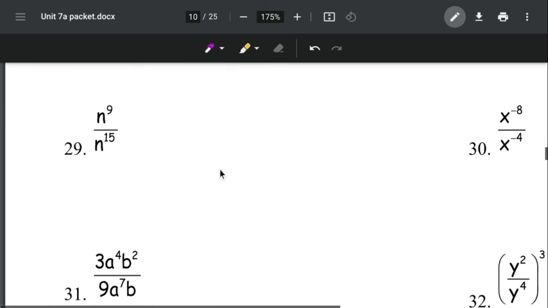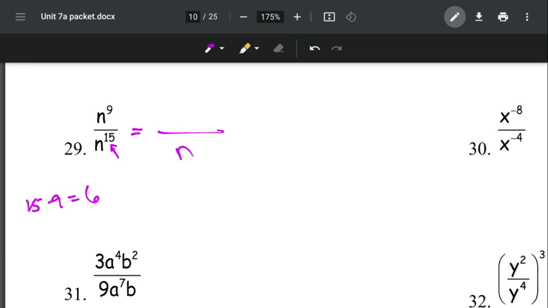So we'll do 29 and 31, and then you guys can finish the rest. So always do big exponent minus smaller exponent. So 15 minus 9 is 6. Bigger exponent's in the denominator, so you put your answer down here. You must put a 1 for a placeholder on the top.